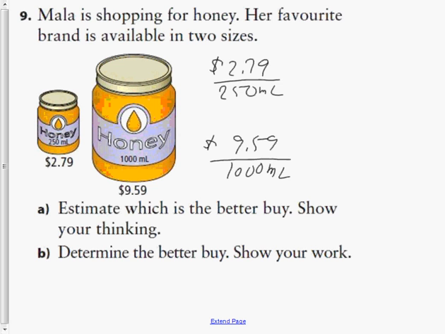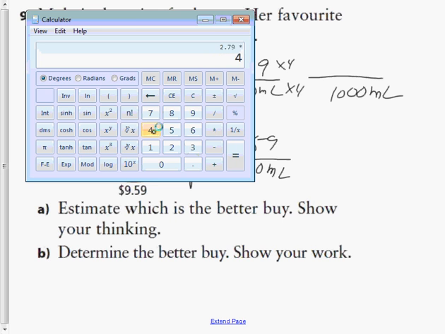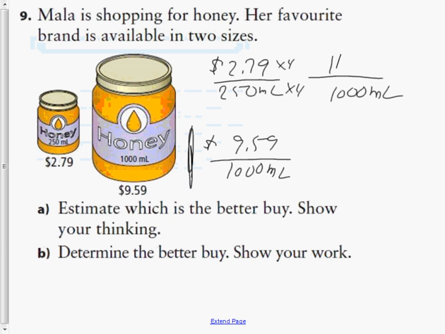Now there's 2 ways to do it. You could break them both down into 100 mils, but that would be silly because one of them is already a unit rate. This one right here is already in a unit rate. It's $9.59 per liter. So all I would have to do is multiply both of these by 4, and I would have a comparable unit rate per liter. So $2.79 multiplied by 4 tells me that honey is $11.16 per 1,000. This one is $9.59 per 1,000. So brand B is the better deal by almost $2. Right? Probably about 25% better. 20% better.